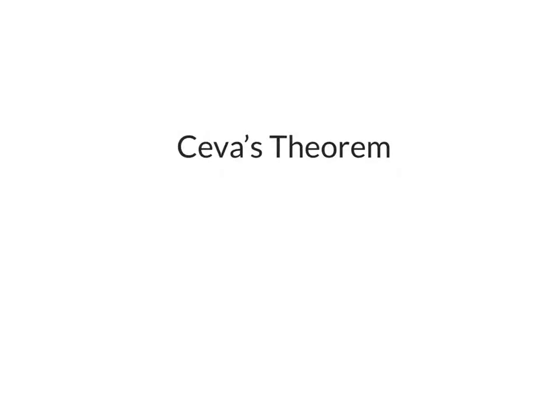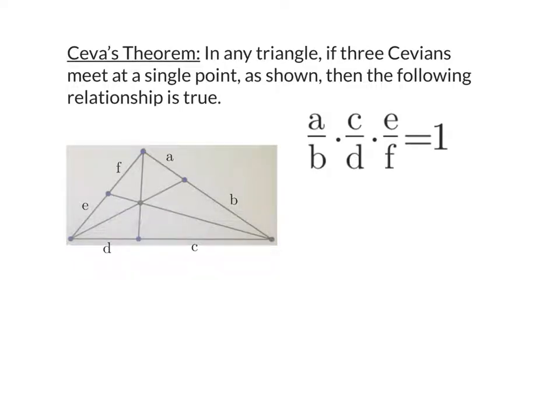Throughout the math team season, we run into a few concepts that we don't usually use in our high school math classes. One of those is going to be Ceva's theorem. Ceva's theorem says that in any triangle, if three Cevians meet at a single point, then the following relationship is going to be true. Now, first of all, what's a Cevian?